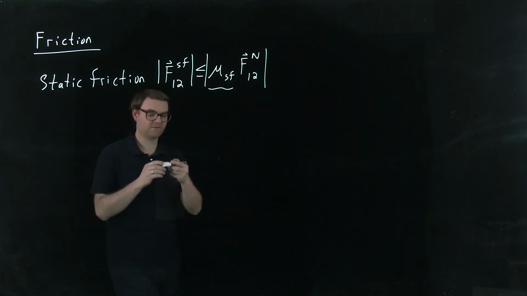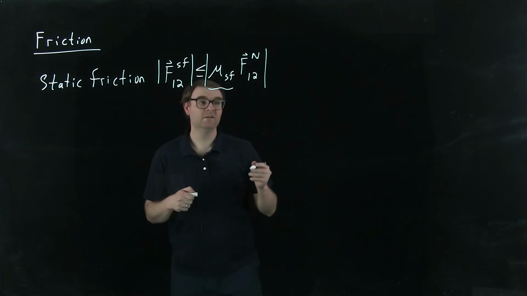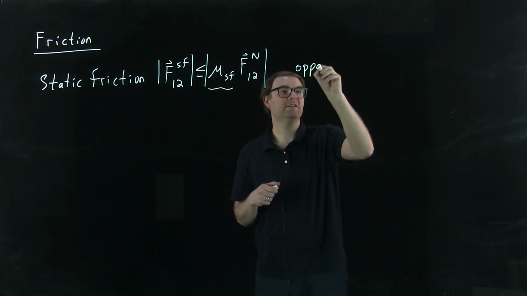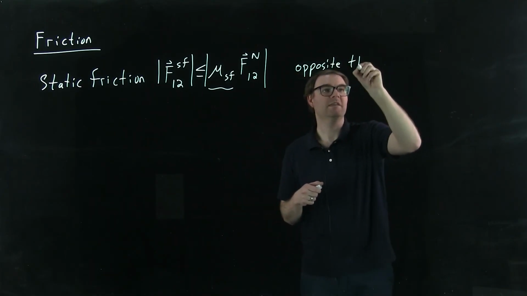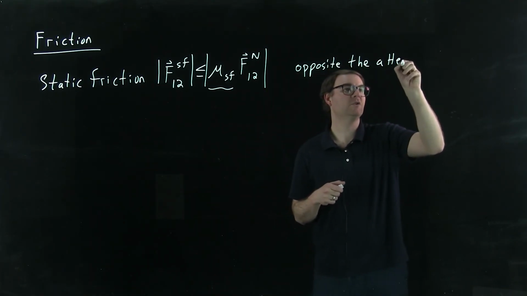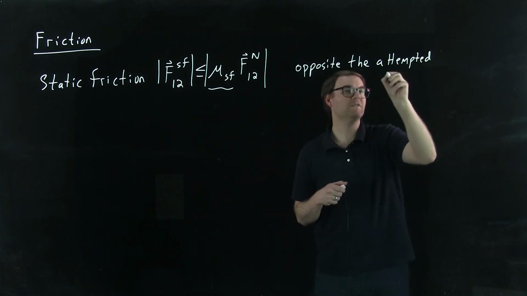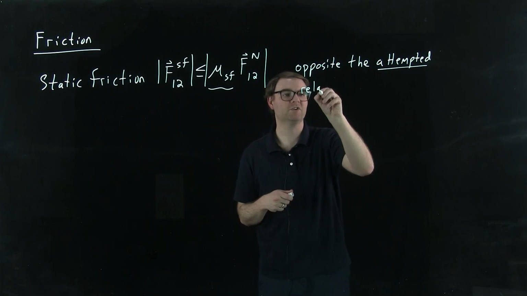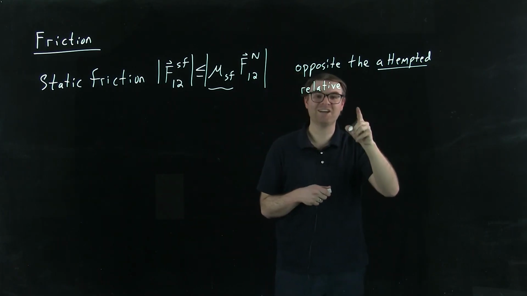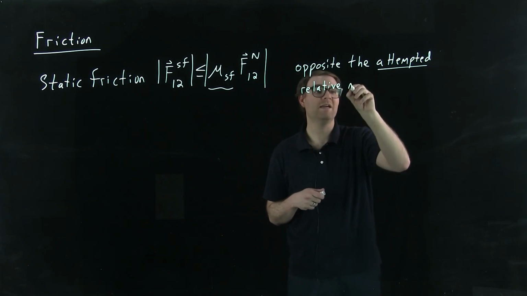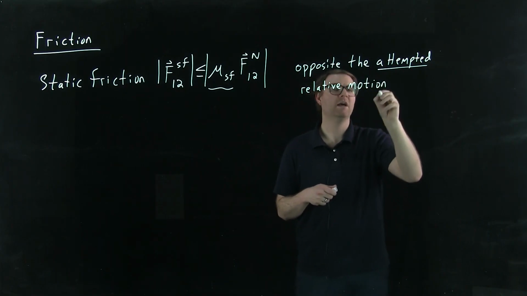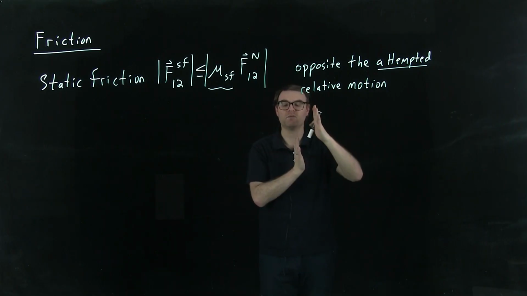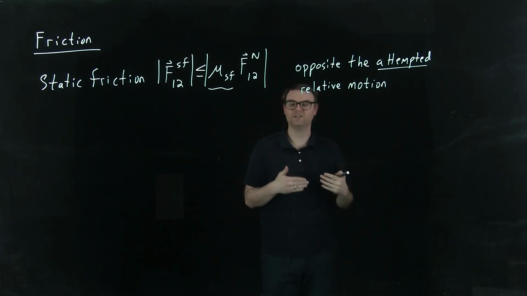Now the other thing I care about for static friction is the direction, and the direction of the static friction force is always opposite the attempted relative motion. And I emphasize here that this is always attempted relative motion in the case of static friction, because if the objects are actually moving relative to each other, then you don't have static friction anymore. So it's always opposite the direction that the objects are trying to move apart from each other, but in which they're never quite actually able to move.